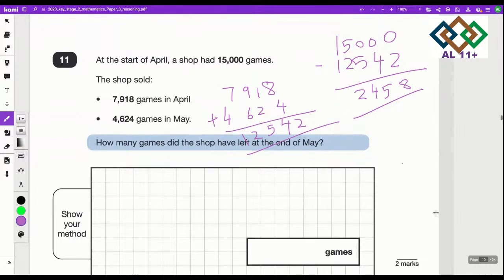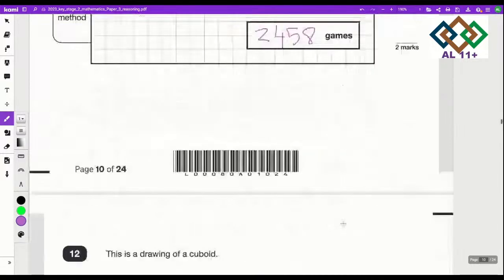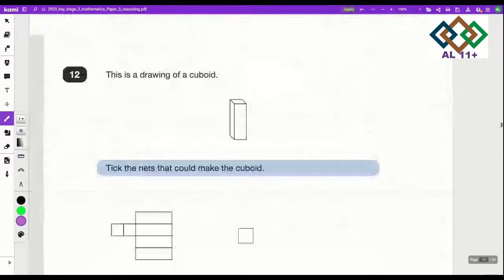So let me just write down here. The answer is 2458. So let's move on to number 12 now.